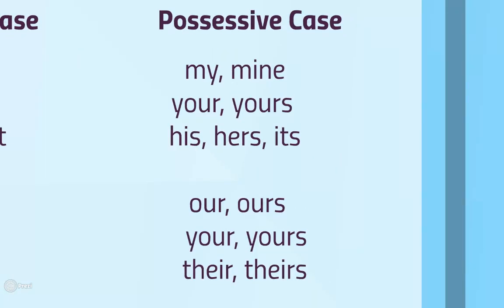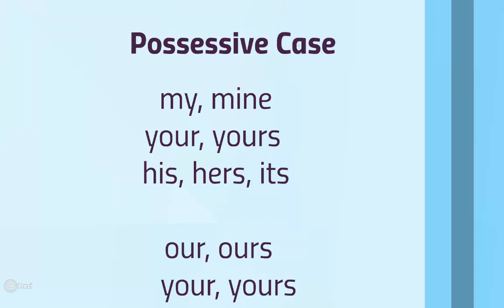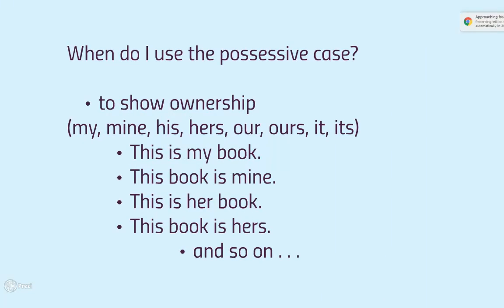All right, so the last case to look at is the possessive case. Now, one big error that I want to just go ahead and get out of the way here is that possessive pronouns can never be the subject of a sentence. They have to be paired with a noun because they show ownership. So you have to have a noun after the possessive pronoun.